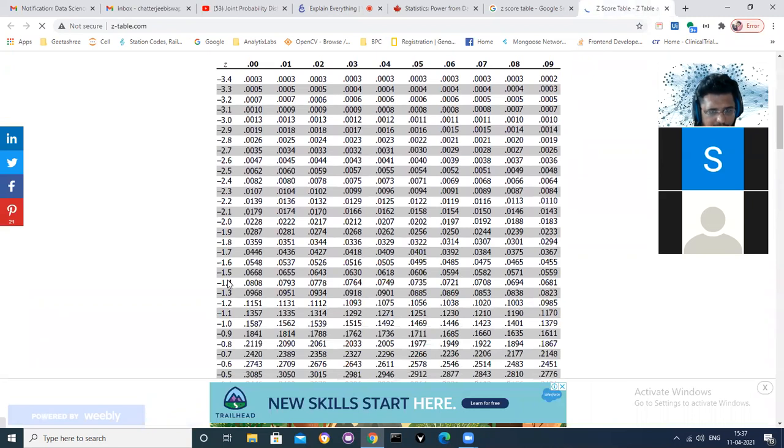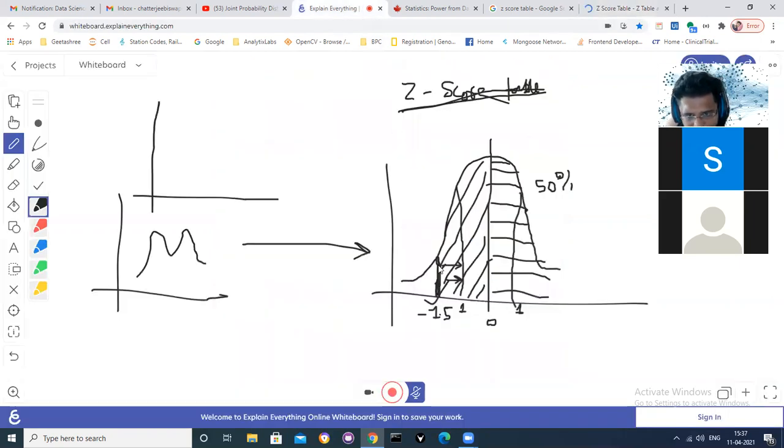So minus 1.5, and with a deviation of 0, no more deviations, we are directly on minus 1.5. So 0.0668. That means this much area, I'll put red color, this much area contains 6.68% of data.